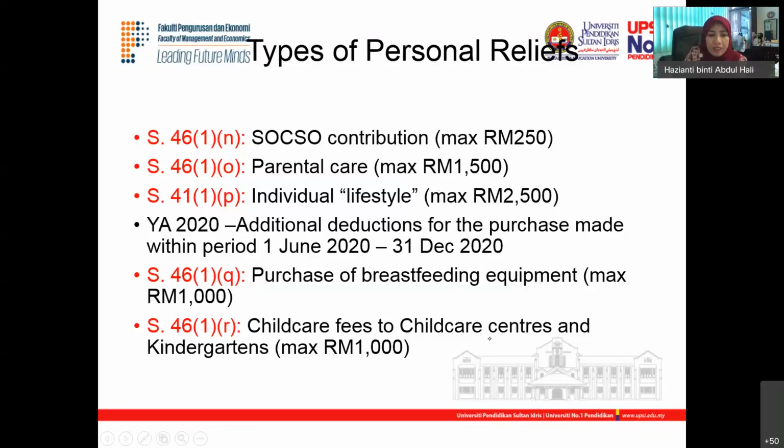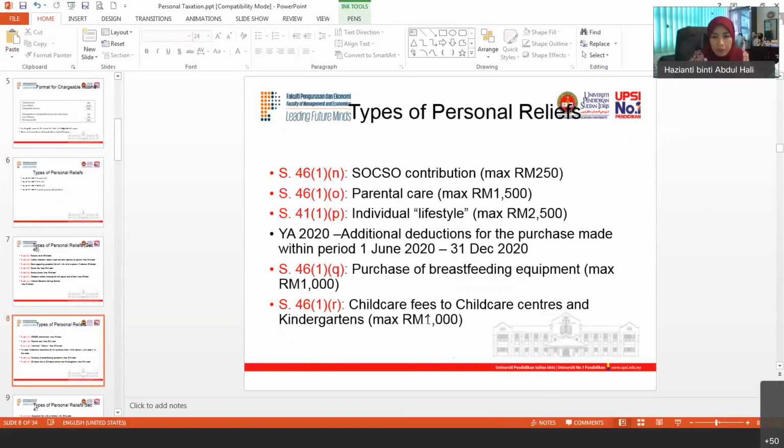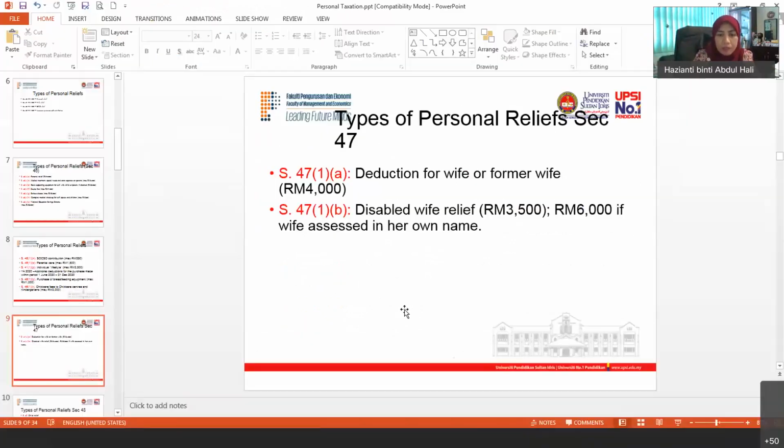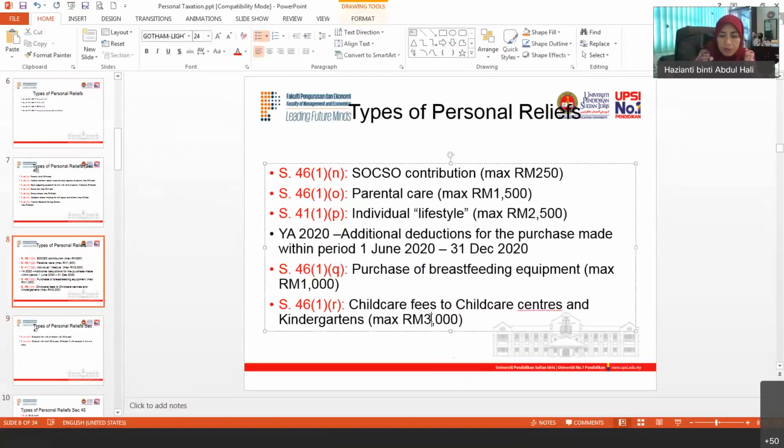And childcare fees to childcare center and kindergarten. Okay. Is the maximum 1,000 here? I think the maximum has gone up to 3,000. Sorry. Childcare, yeah, for year 2020. This one 1,000, sorry. This one 3,000. Right, please change it in your notes. It is actually 3,000 for children below 6 years, kindergarten. Okay, sorry. 3,000 for the year, wait, I have to correct it here. Maximum 1,000, for year of assessment 2020, maximum 3,000.